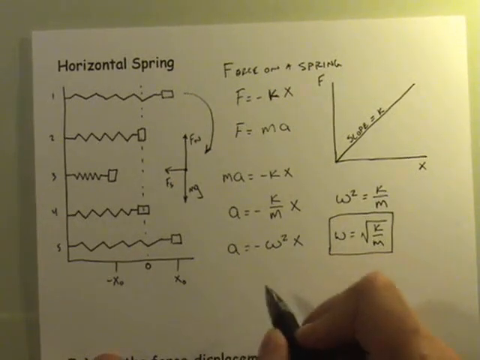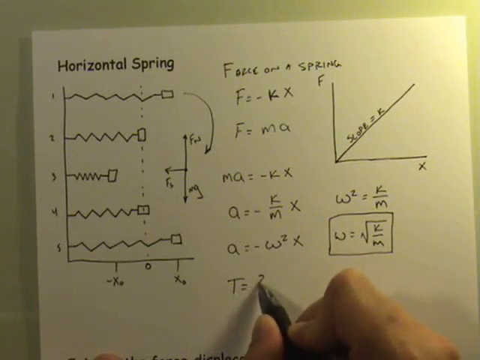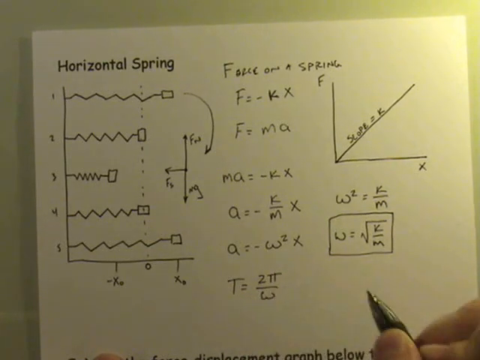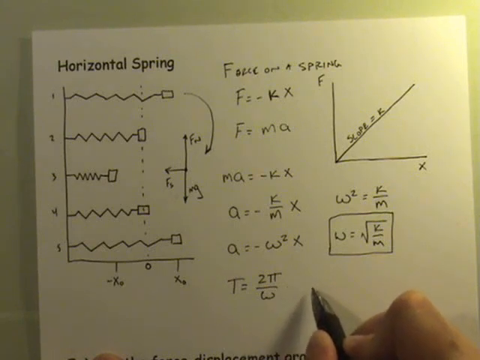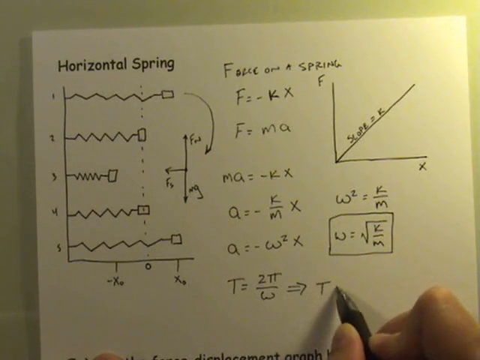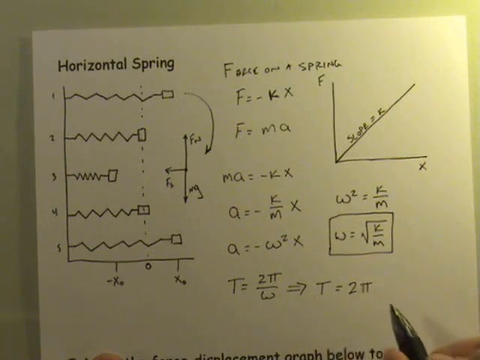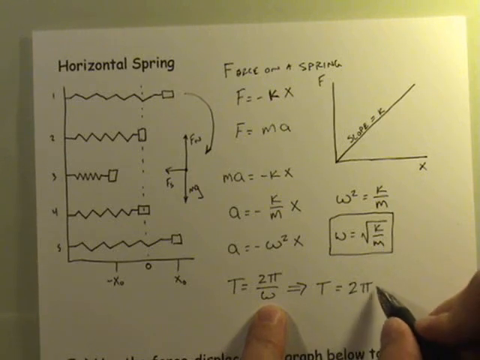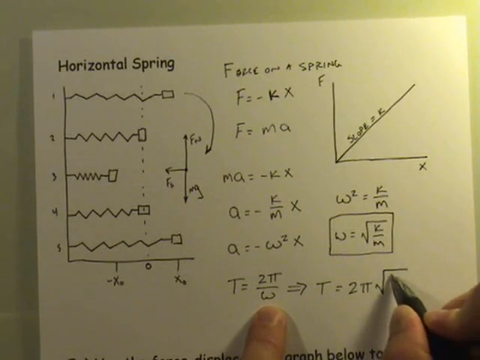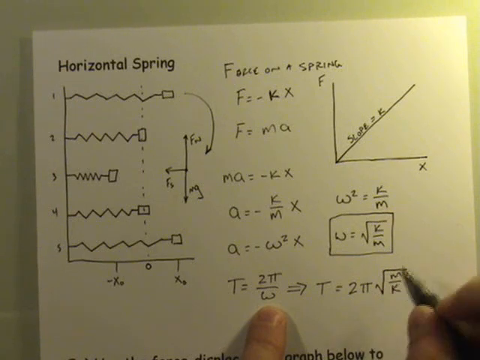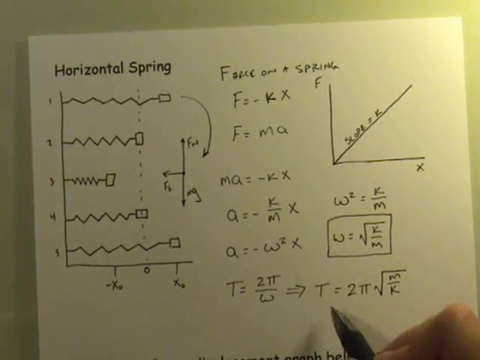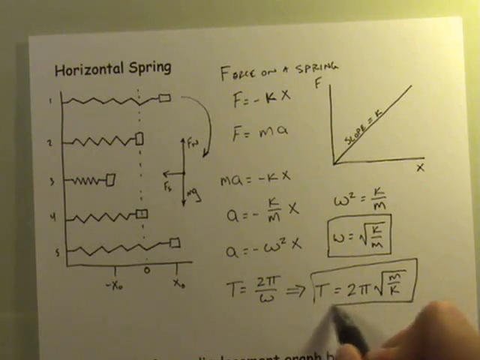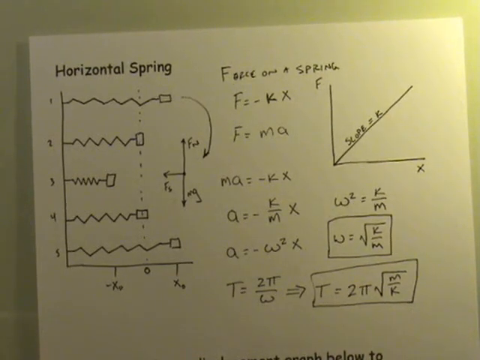Of course, remember that T is equal to 2 pi over omega, and so that means that in this case T will be equal to 2 pi times, now realize if omega is on the bottom and omega is the square root of k over m, then that means that when we invert that and bring it up to the top, we'll end up with an equation for the period of motion that is 2 pi square root of m over k. Okay? So that is the spring.